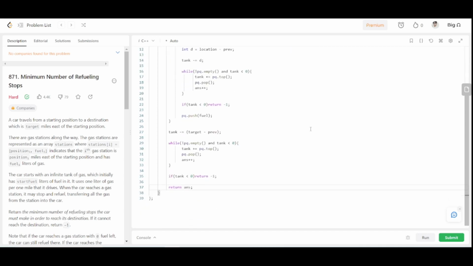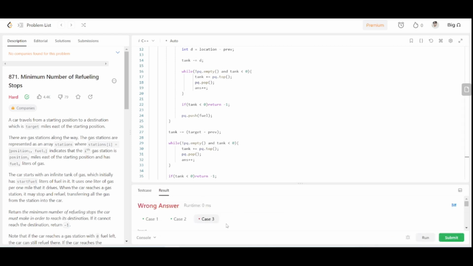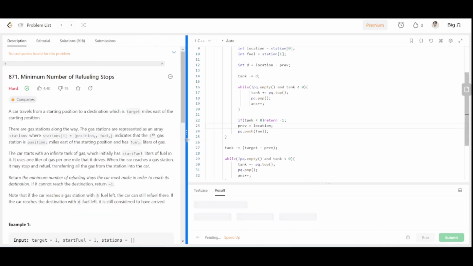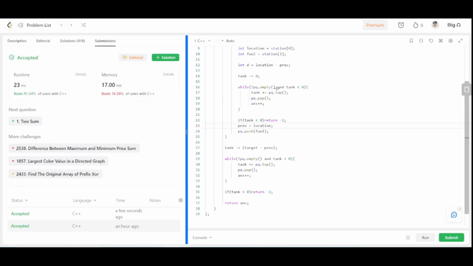Fine. So let's just run this code. It is giving me a wrong answer for this case. Okay, I forgot to update this previous location. The current location will become the previous location when I am departing from here. Now let's run again. Okay, it got accepted. Let's submit it. Okay, that got accepted.